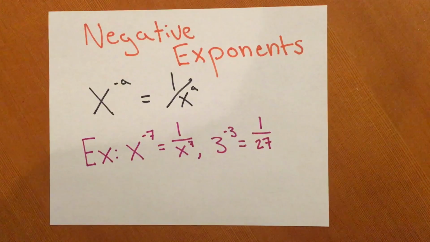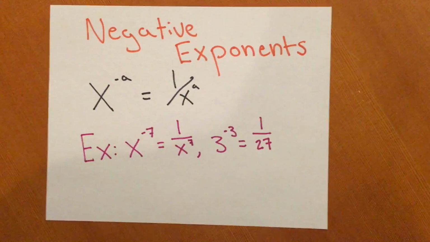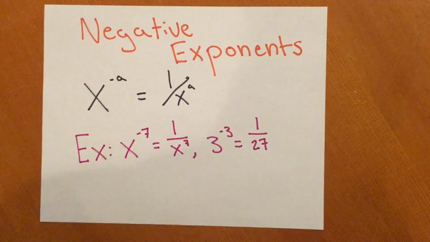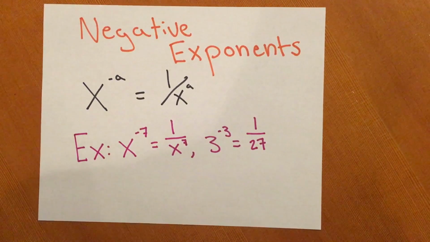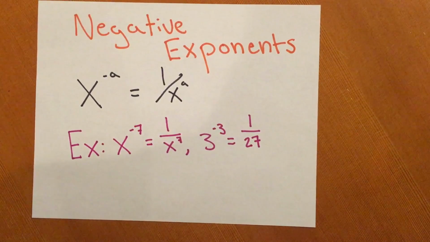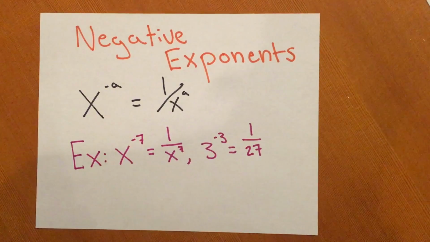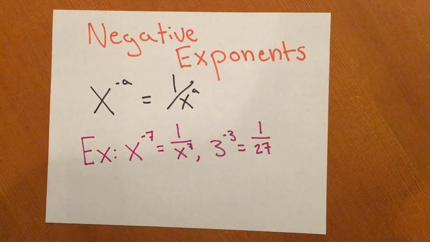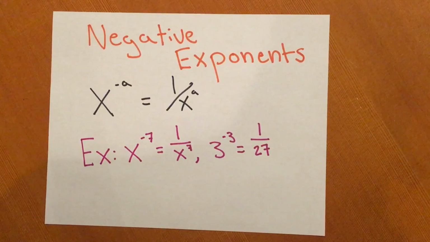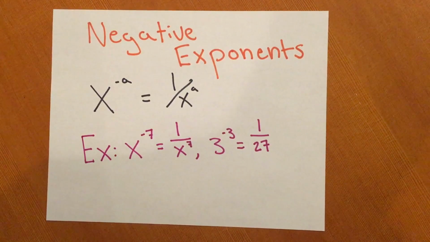Negative exponents. When the exponent is negative, you take the x to the positive exponent and put it under 1. For example, x to the negative 7 would be 1 over x to the 7th, and 3 to the negative 3rd would be 1 over 27, because 3 to the 3rd is 27, and the negative makes it under 1.